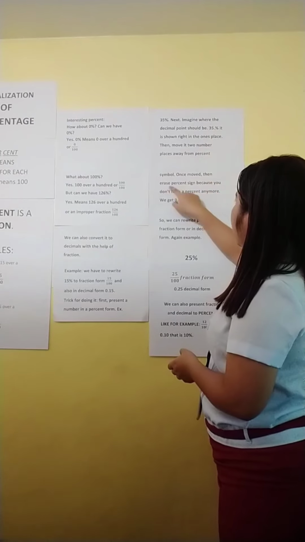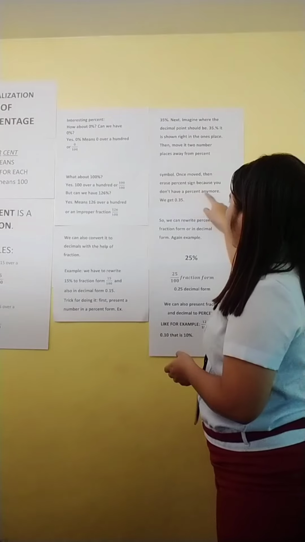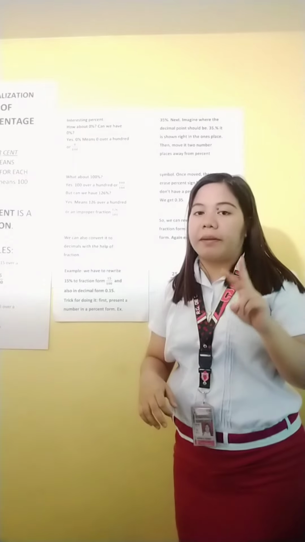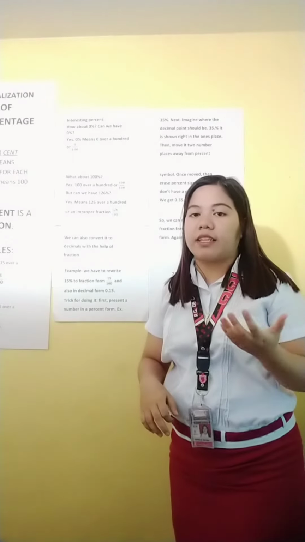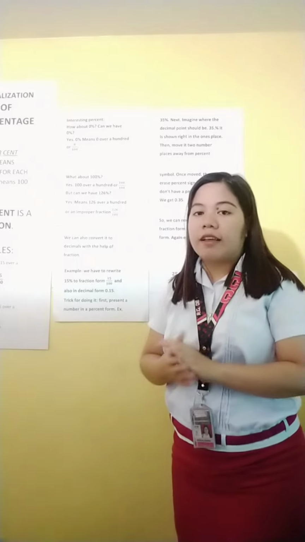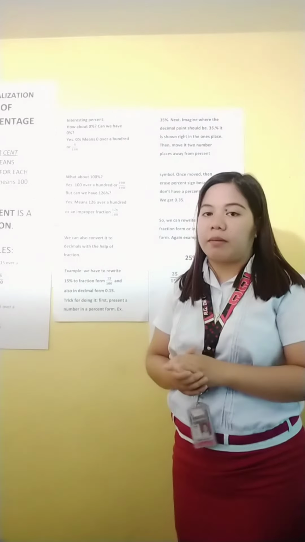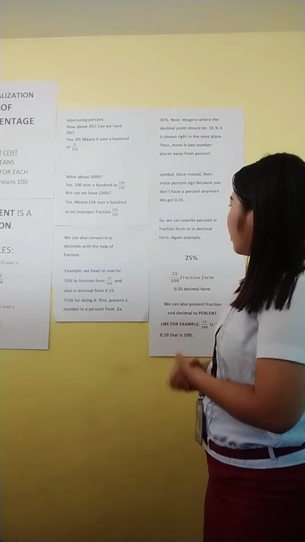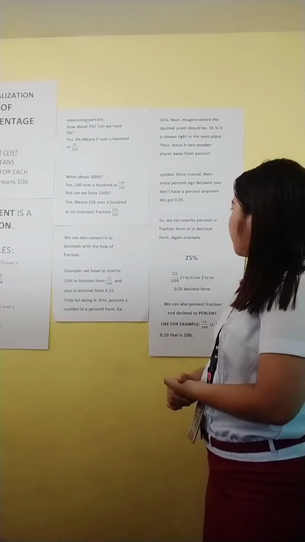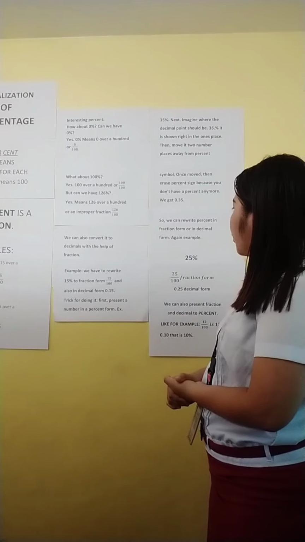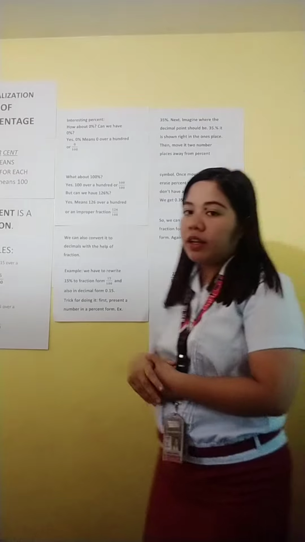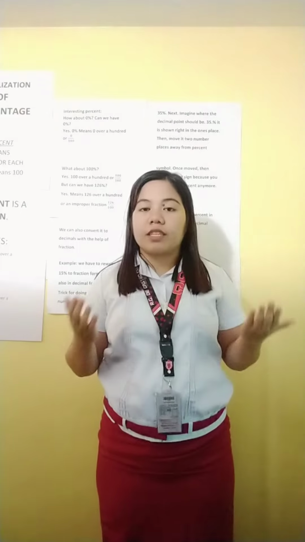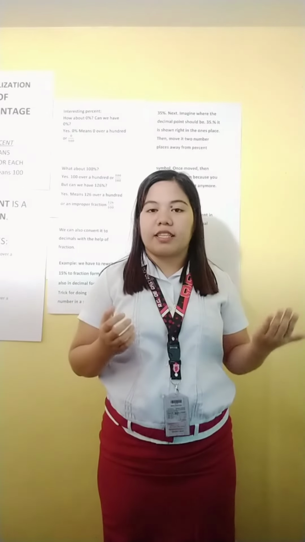Once moved, erase the percent sign because we don't have a percent anymore. So once we move it 2 number places, we remove the percent symbol in order to get the decimal form of the number. So we get 0.35. We can rewrite a percent in fraction form or in decimal form.